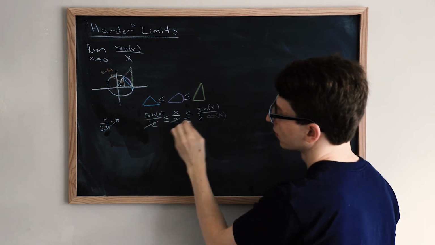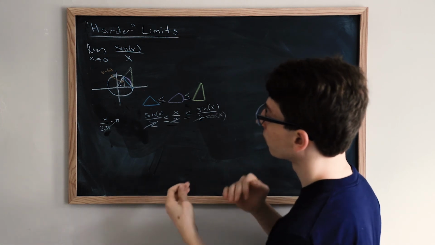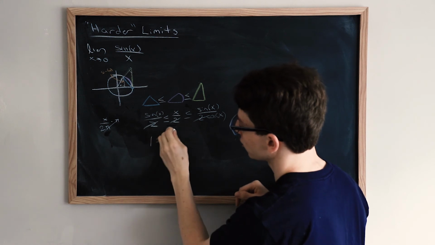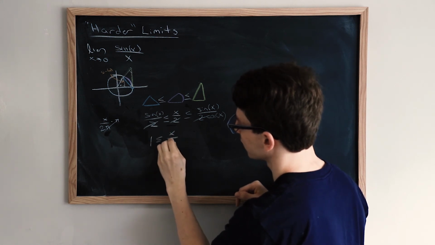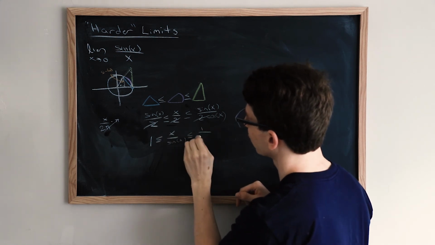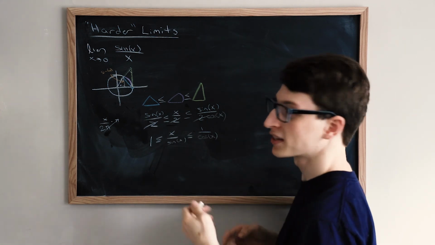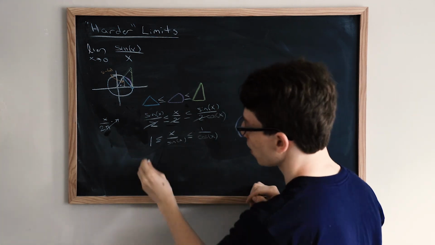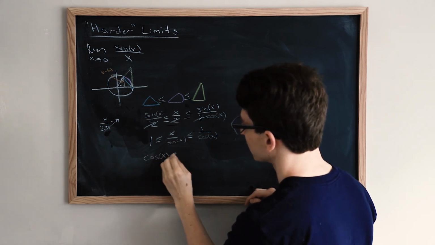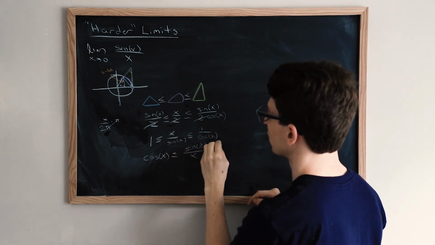So now we can get rid of all these 2's because we're just going to multiply by 2 on each side, and then we're going to divide by sine of x. So now we have 1 is less than or equal to x over sine of x, which is less than or equal to 1 over cosine of x. And then we can take the reciprocal of every side, and that will flip these inequalities. So now we have cosine of x is always less than or equal to sine of x over x, which is less than or equal to 1.